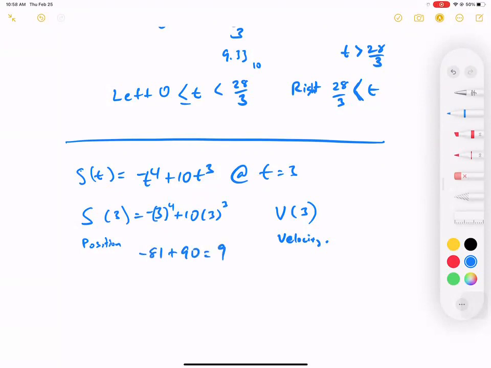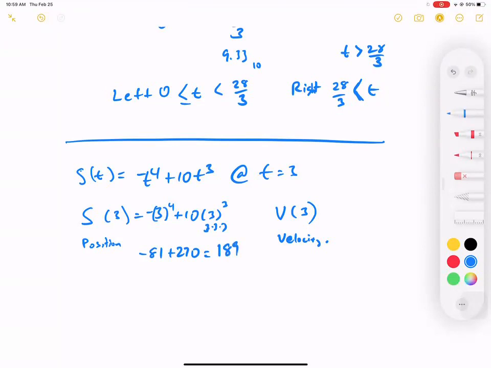Wait, is that right? No, I made a mistake probably. Oh, whoops, this is 270. 3 times 3 times 3 is 27, so 270. Sorry, basic math. 270, and then negative 81 plus 270 is 189. Sorry about that. Multiplication, such a problem.